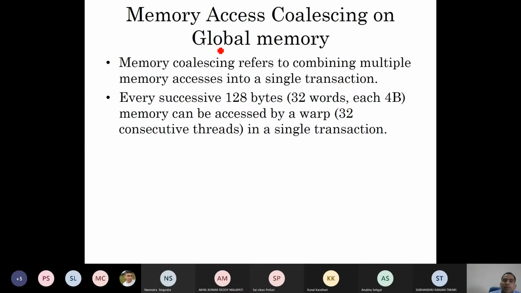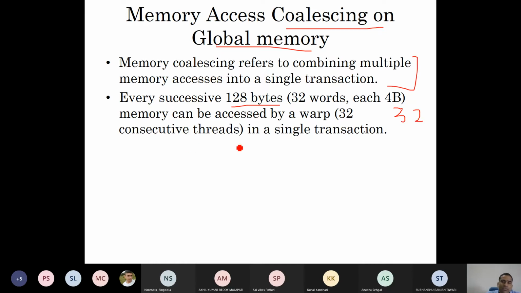Now, on global memory, we have to do memory access coalescing. What does it mean? It refers to combining multiple memory accesses into a single transaction. So here, every successive 128 bytes. For example, a warp has 32 threads. In some examples, I will take just 16 threads, but in general, a warp has 32 threads. Each thread accesses one word. One word is 4 bytes. So in total, a warp is accessing 128 bytes.